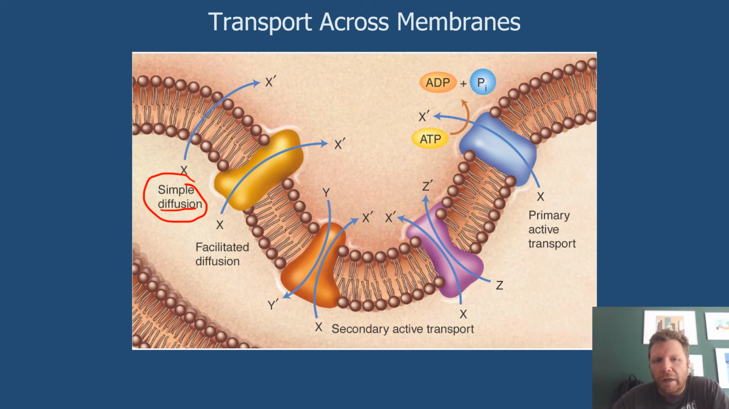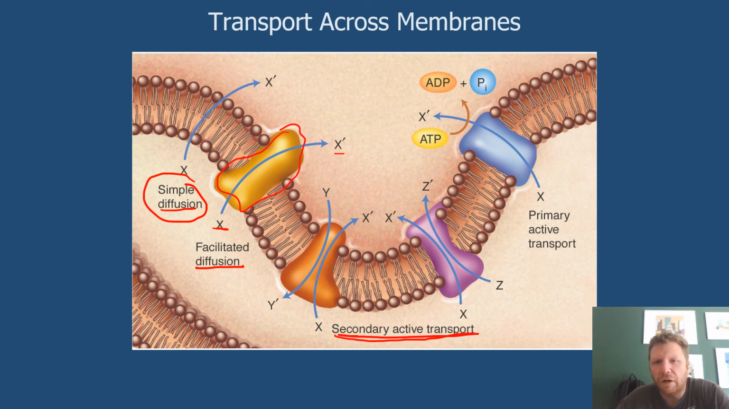There are other ways in which metabolites can be moved from one side of the membrane to the next, and an example of that would be facilitated diffusion. So this right here, this gold protein would be considered an integral membrane protein that moves molecule X from one side to the other side of the membrane, and it moves it alone.